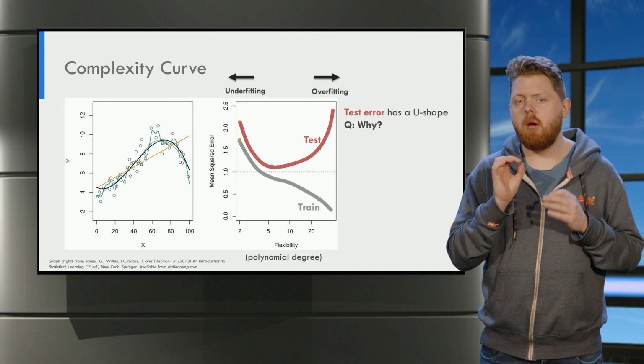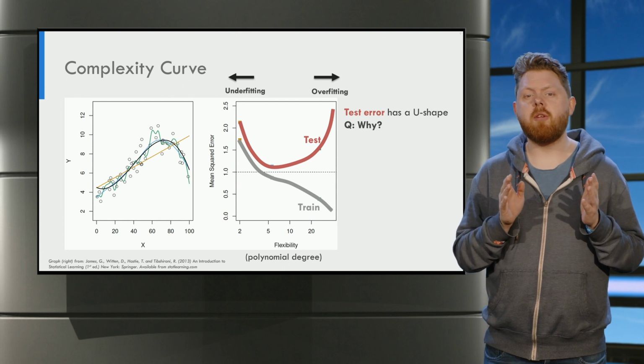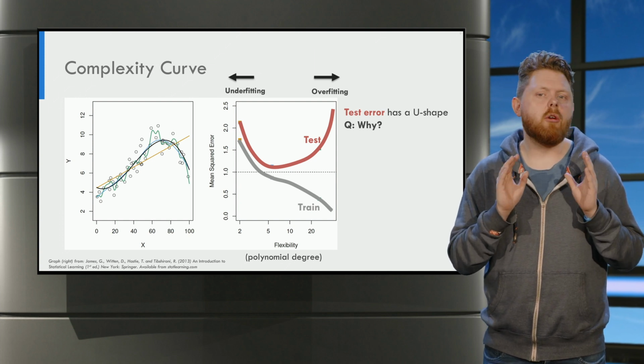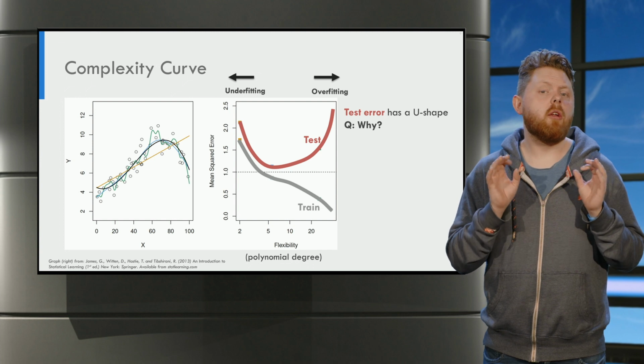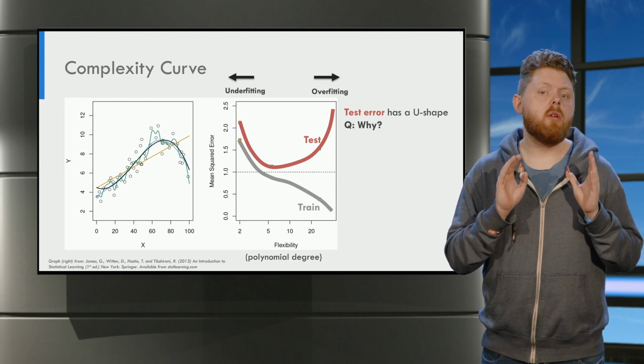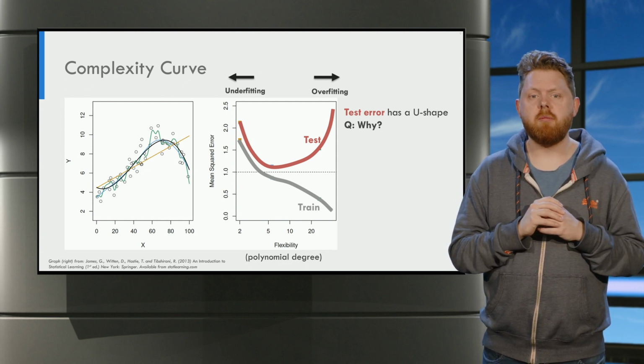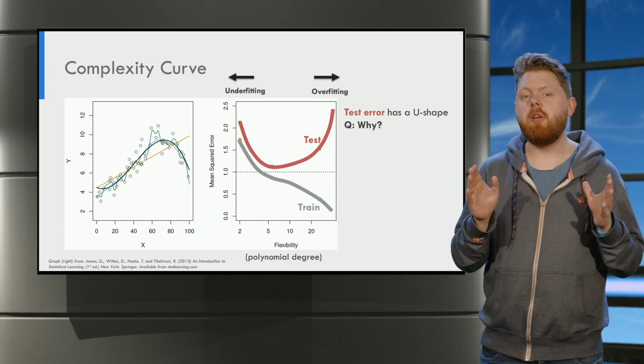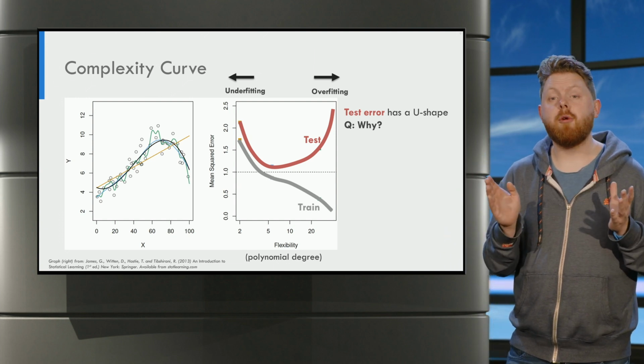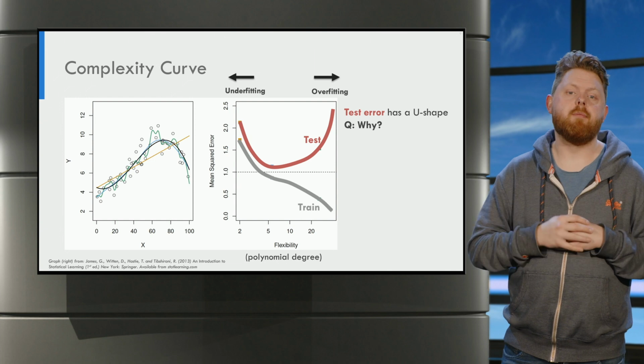Why? Well, this is a difficult question. If you cannot get it, don't worry about it. You can understand this through the bias variance decomposition. Please pause the video and think about it. Afterward, we discuss the answer together.